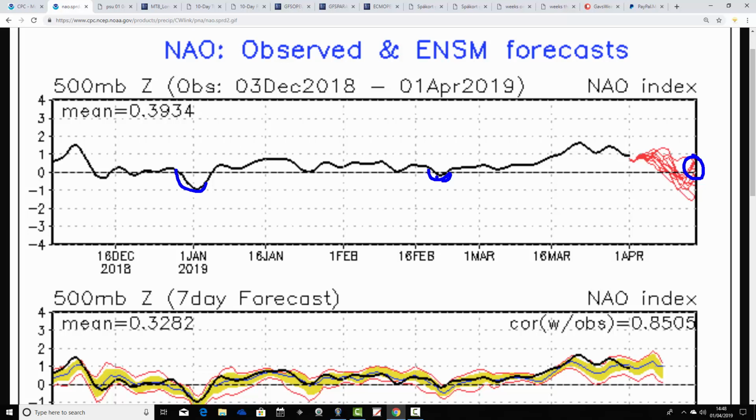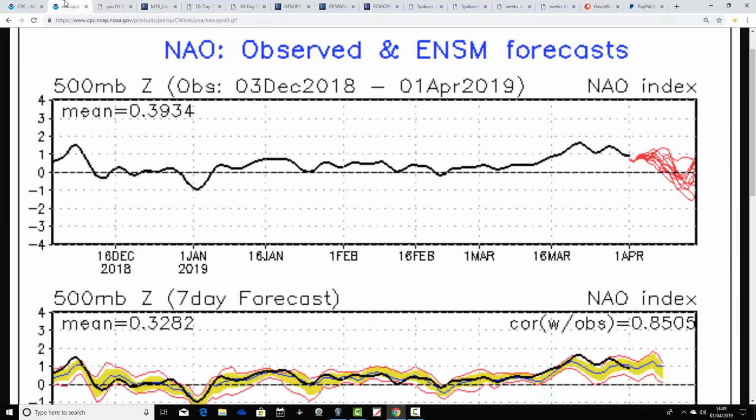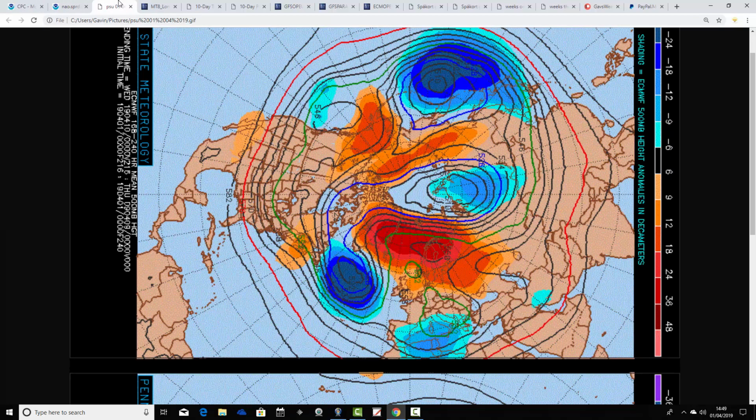So I'm a bit less convinced about a fundamental change in the NAO. But it does look as though the AO is shifting quite a lot. That's a big shift going on with the forecast for the Arctic Oscillation. The NAO is on the move down towards negative territory, but it's a little bit less convincing, so we need to wait and see what's going to happen there.